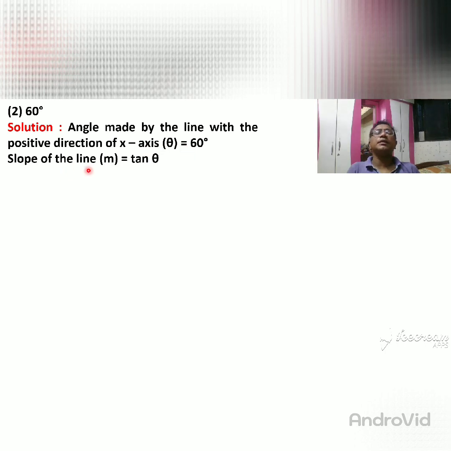So slope of the line is equal to tan theta. Theta is equal to 60. So here is tan theta, so tan 60 degrees. So I write here tan 60 degrees. Tan 60 degrees is equal to root 3. So here I write root 3.